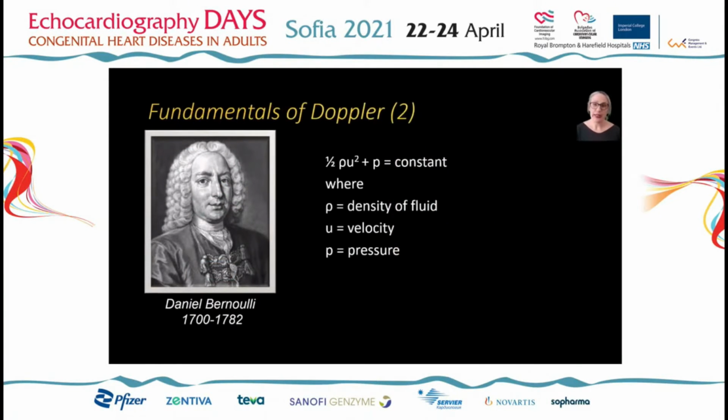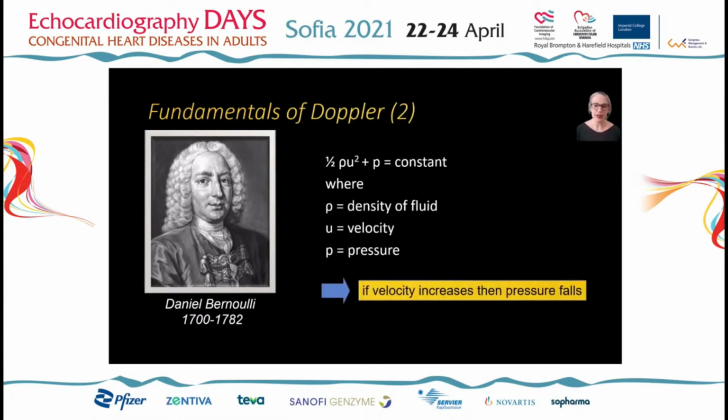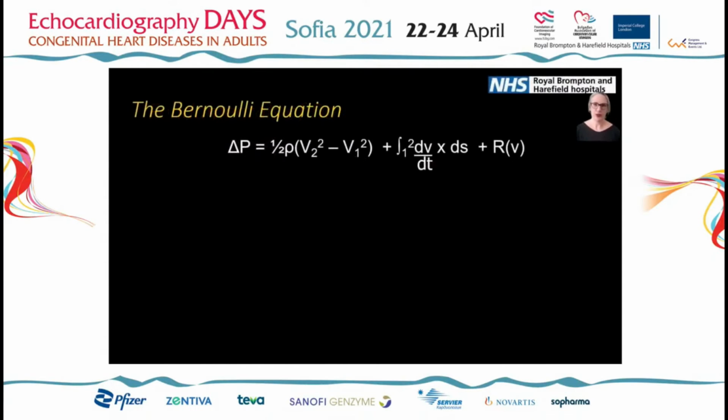This is another guy who's really influential in the echo world, and this is Daniel Bernoulli. So what he did was he set the relationship between increasing velocities and pressures falling. So as there is an increased pressure differential across two chambers, there's a very high velocity between them. We apply this all the time in our aortic stenosis patients.